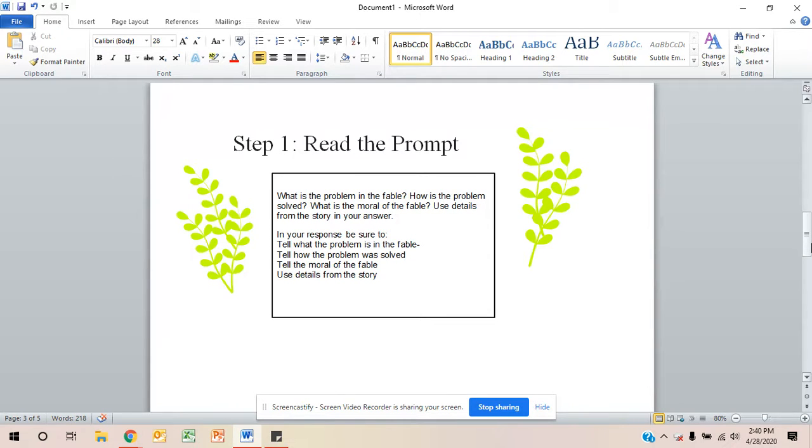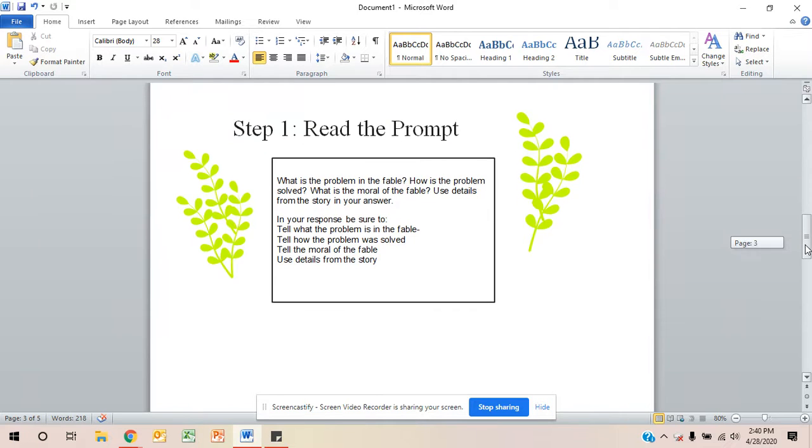So this prompt says, what is the problem in the fable? How is the problem solved? What is the moral of the fable? And use details from the story in your answer. In your response, be sure to tell what the problem is in the fable, tell how the problem was solved, tell the moral of the fable, and use details from the story.